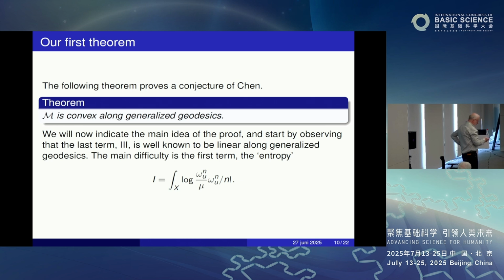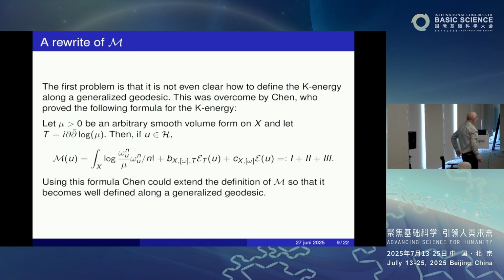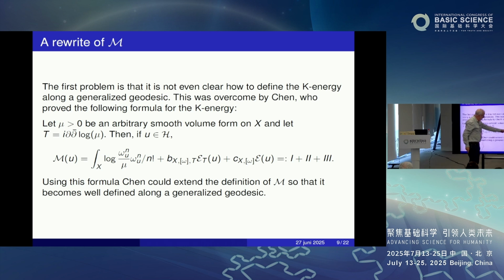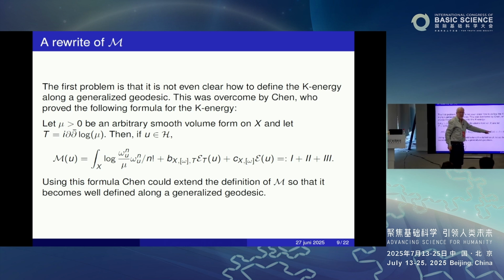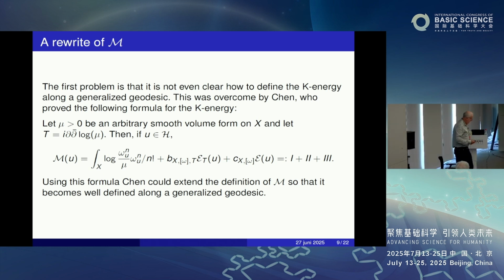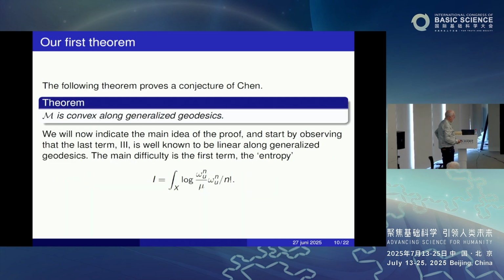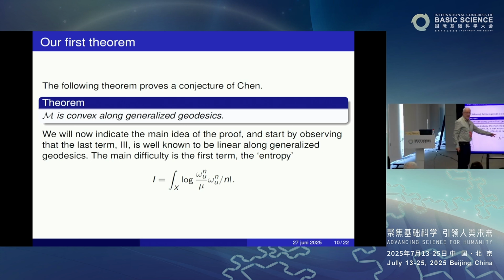So you go back to the formula. I want to prove that this function is convex along geodesics. It's a classical and relatively elementary fact that this function here is actually linear along geodesics. So we don't need to worry about that. So those are the two terms that we worry about. And now the main difficulty of those is the first term here, which is the logarithm term. This is sort of the entropy.